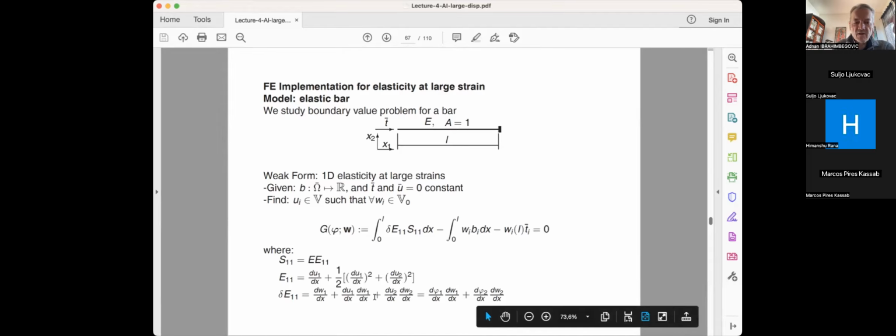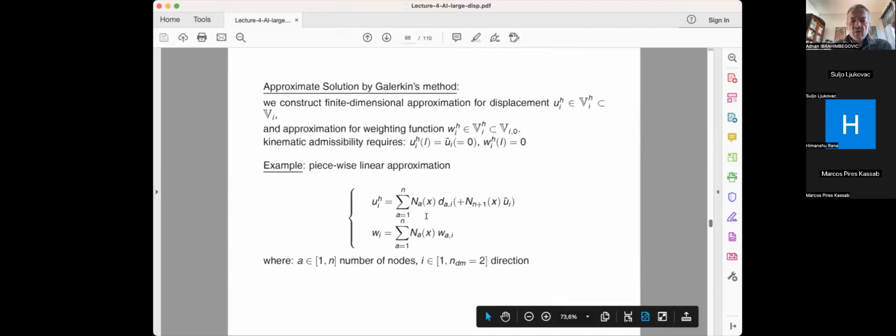Then I take variation. So from du1, I get w1. From this one, I get du1/dx times dw1/dx. And from this one, I get du2/dx times dw2/dx. So 1 plus du1/dx is equal to d phi1/dx, and the other one is simply d phi2/dx. So I can write it also in this manner. So I plug this into the work equation, and of course now I have to do interpolation.